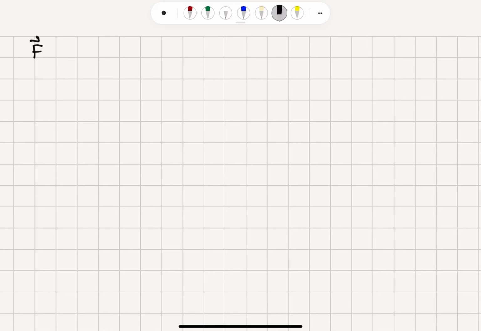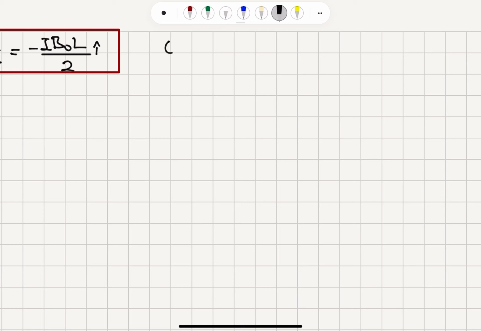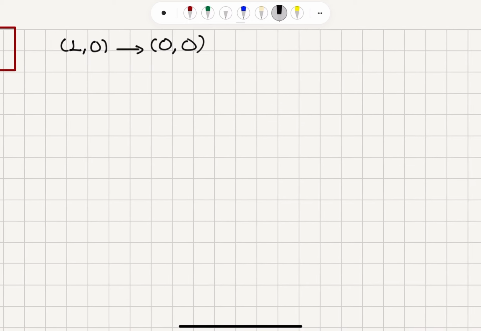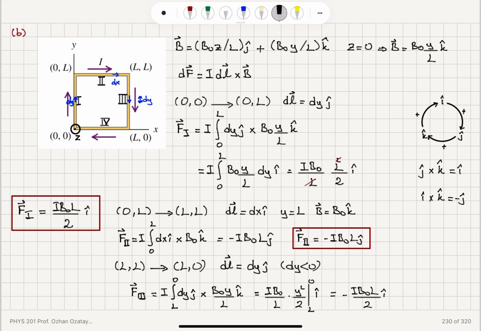Force on the third segment is minus I B0 L over 2 I hat. Now let's do the final segment, the fourth segment. We're going from x equals L to x equals 0 and y is equal to 0 on the x-axis. Once again, my dl vector is dx in I hat direction.